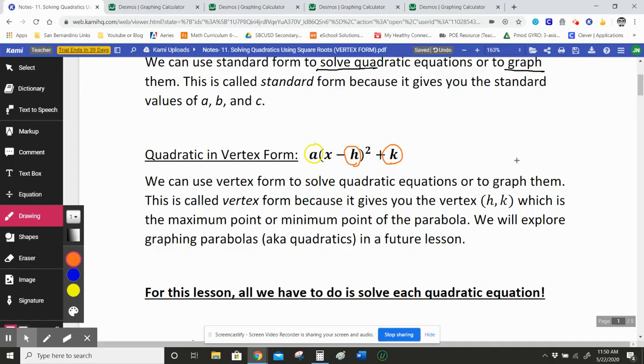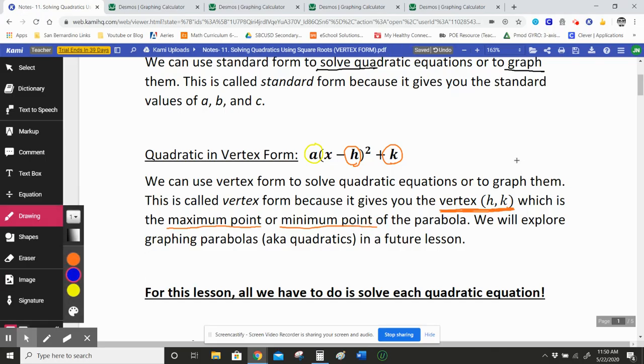Now, the values of h and k, if you put those things together, give you what is called the vertex. So the vertex is just a point, and the point is h comma k. Why did they pick h comma k? I don't know. I think x and y were already overused, so they just decided to use two different letters. So this is also known as the maximum point or the minimum point of the parabola.